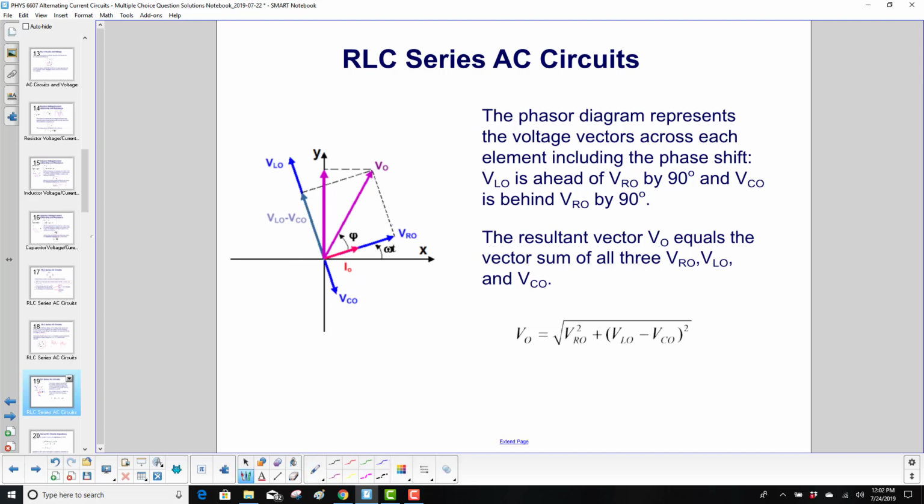The voltage across the inductor is 90 degrees ahead of that. That is this voltage right here, this entire line. Let me just make sure I draw that in red. And here's the 90 degrees that it makes with the voltage across the resistor. So now I'll erase that. There we go. Now let's look at the capacitor. The capacitor's voltage is 90 degrees after the resistor voltage. So that's down here. Here's 90 degrees, and it's behind the resistor. We're rotating this way, so the resistor is 90 degrees ahead of the voltage across the capacitor.